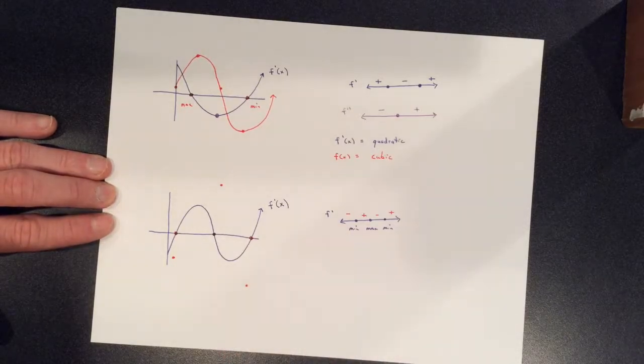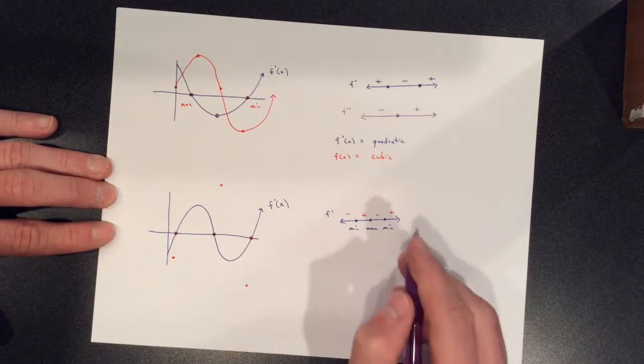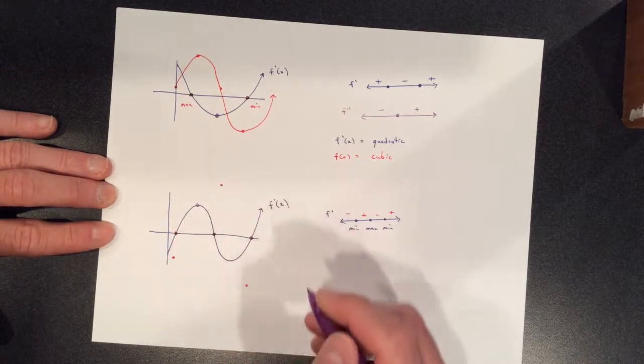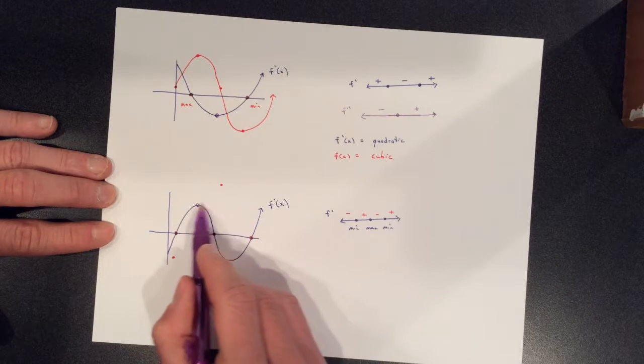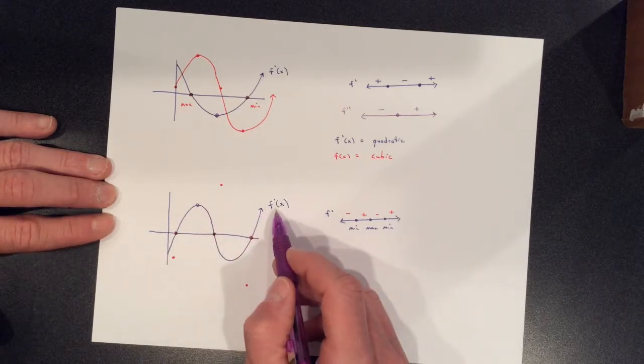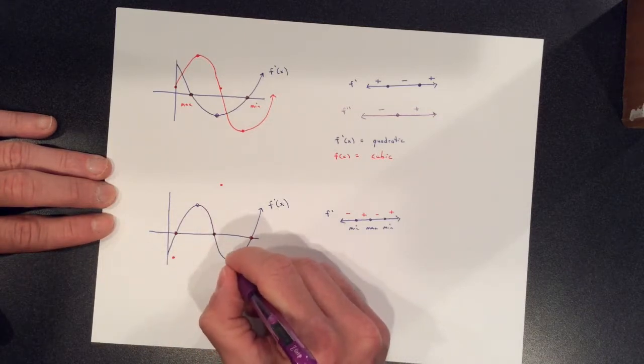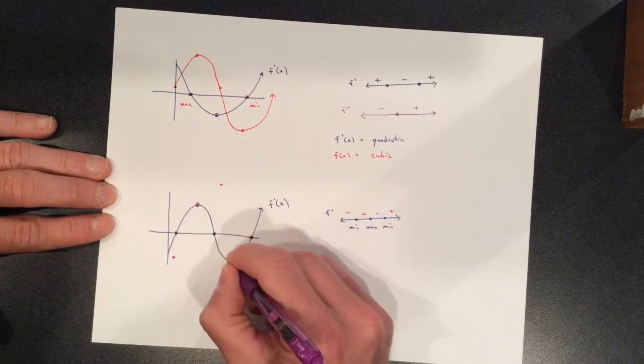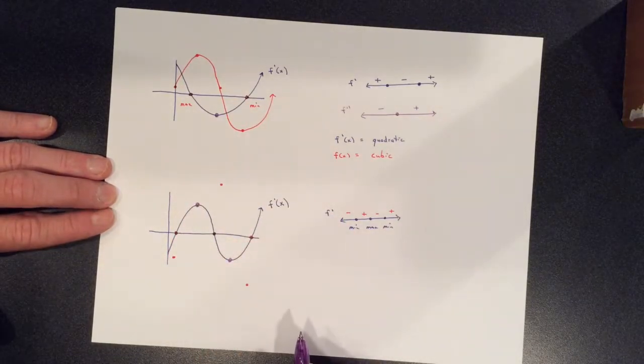All right, now let's look at the second derivative. Second derivative, right here. That's where the second derivative is equal to zero. Remember, the slope here is zero. The slope of the derivative is the second derivative. And then the slope here, you can see that that's positive, that's purple. Those are the points of inflection.